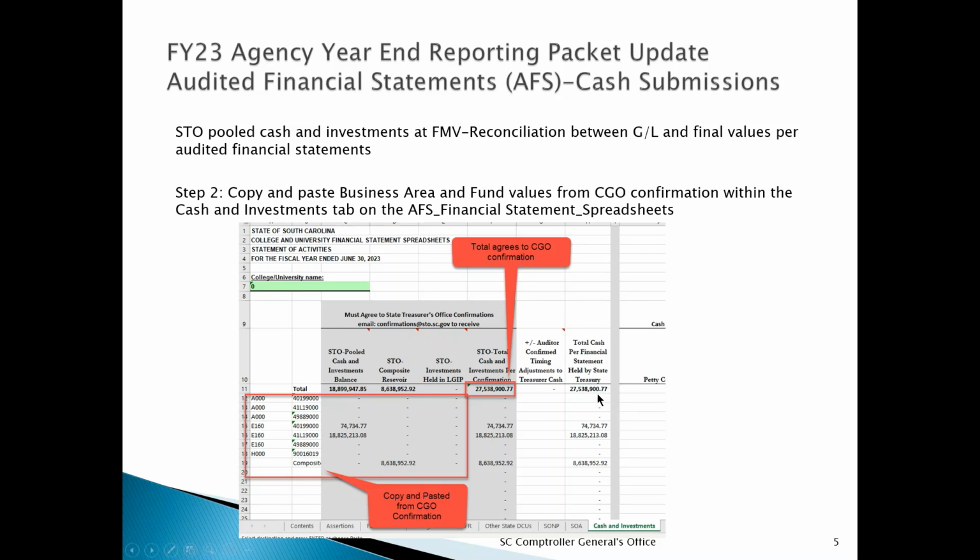Now you may end up with a value per your treasurer's office cash on your financial statements that is different from our value. That is fine. We're not saying that you have to report $27 million on your financial statements for state treasurer's cash, because your auditors can determine that there's all kinds of timing adjustments to that cash, particularly if you have a composite reservoir. You can have due tos, due froms, you can have checks outstanding that you write on the composite reservoir, whatever. If you have any timing adjustments on that, that's where it's going to go right here.